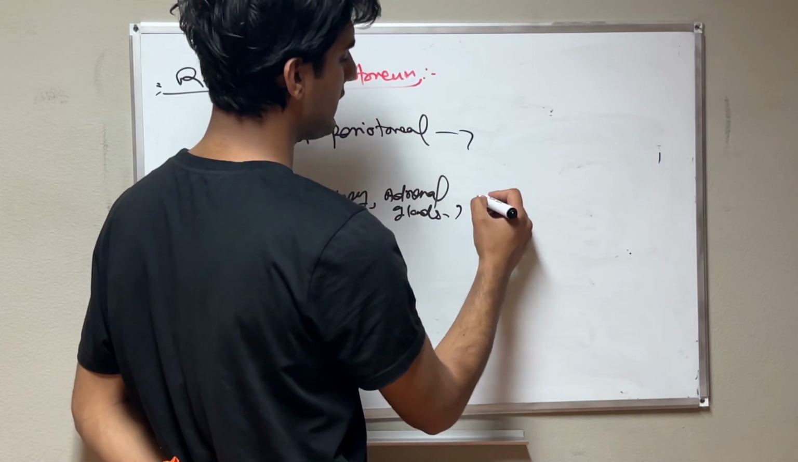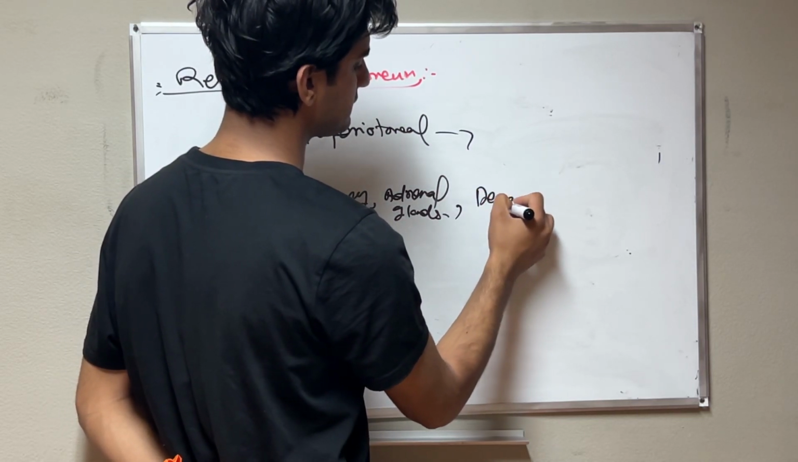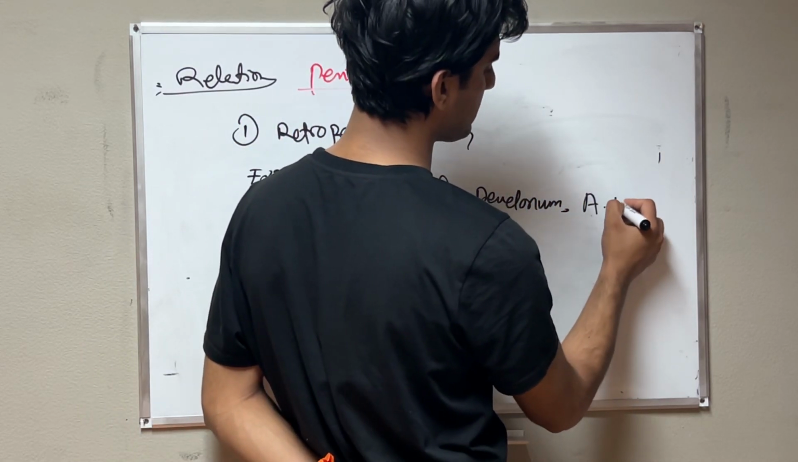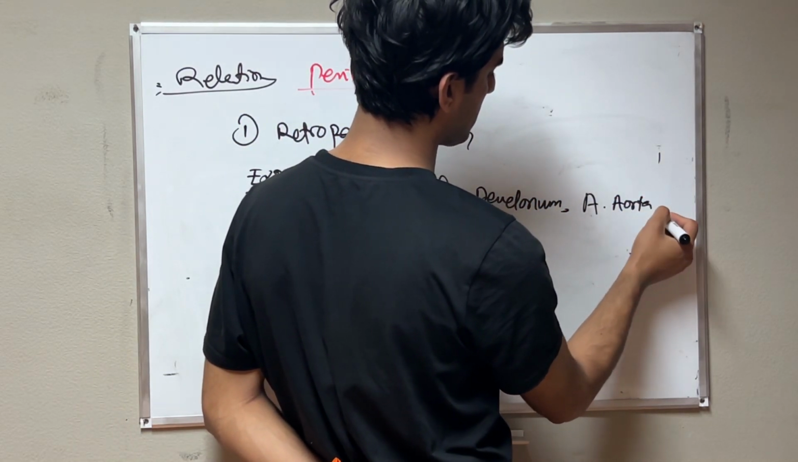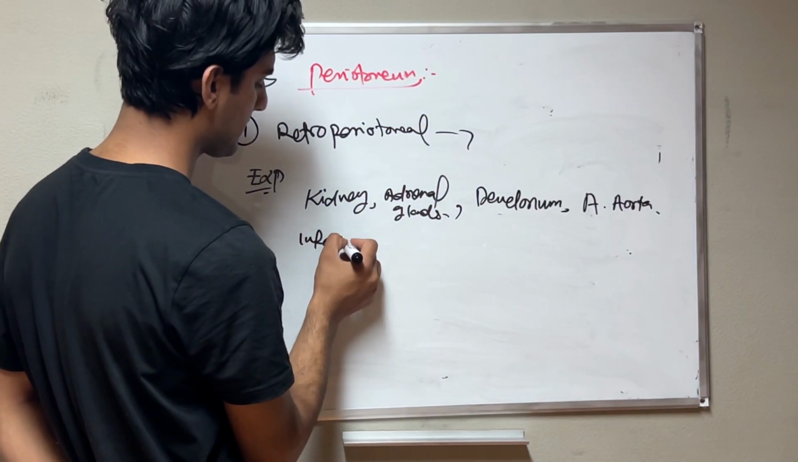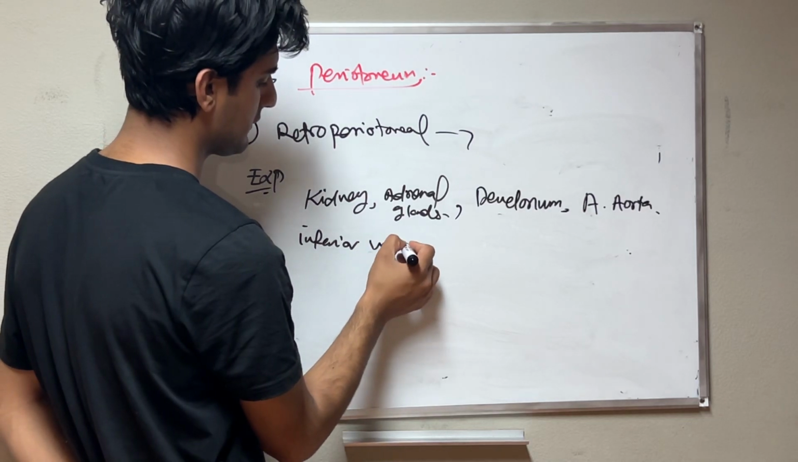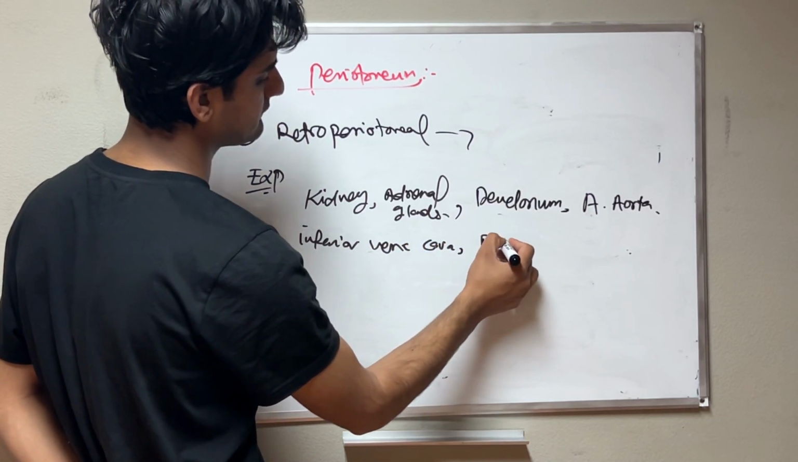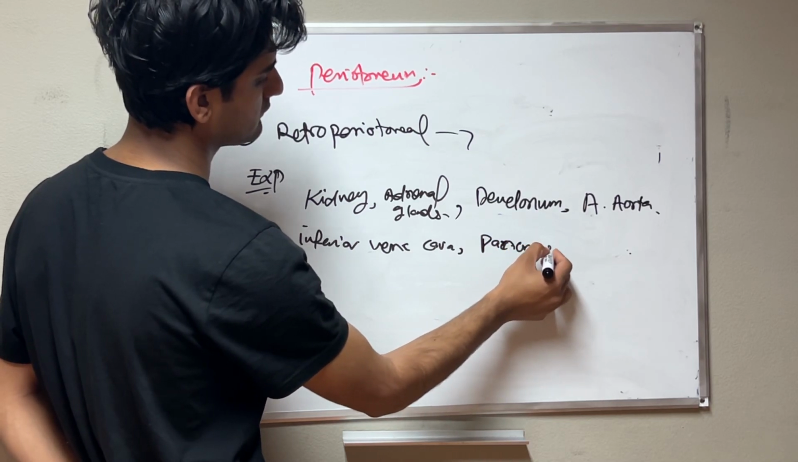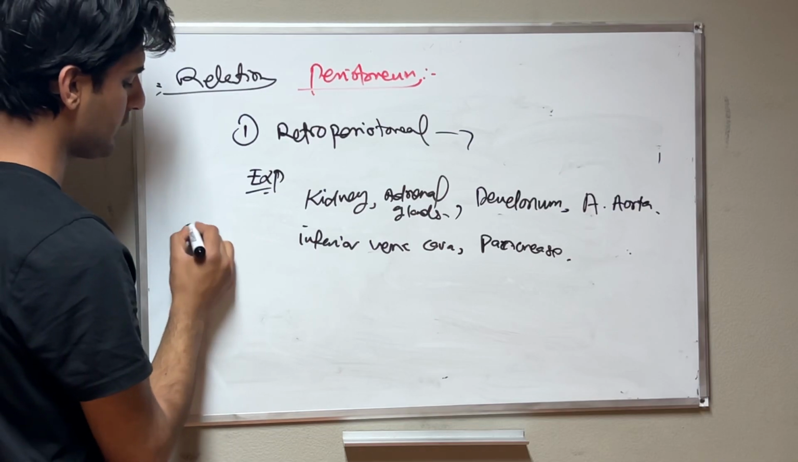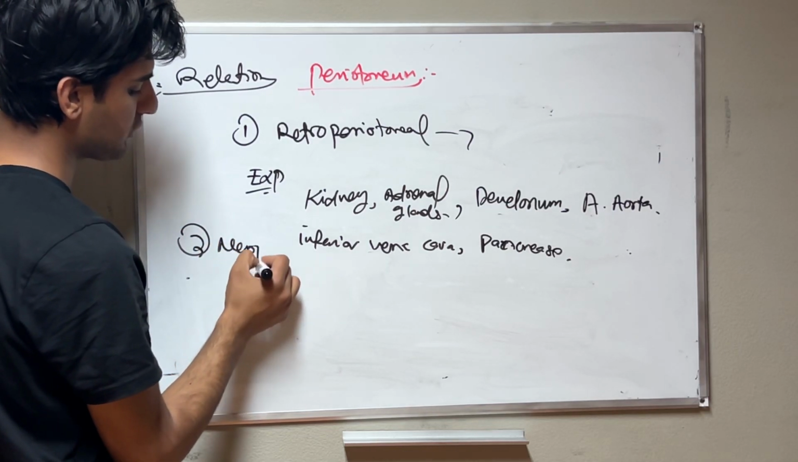Then we have the duodenum, mostly the duodenum, the abdominal aorta, inferior vena cava, and pancreas. These are the retroperitoneal organs. Second, we have the mesoperitoneal organs.